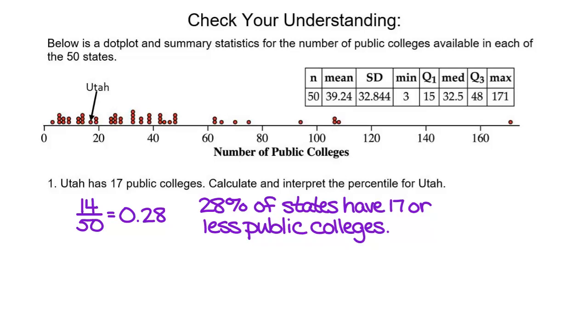For number 2, to calculate the z-score for Utah, do I care how many dots are at or below Utah? What are the numbers that I need to calculate the z-score? I need the mean and the standard deviation. We've got those right here side by side for us. And there's one other number I need. What do I need? The 17. That value. Remember, we're looking at number of public colleges. So whatever Utah's number of public colleges is, that's our value.